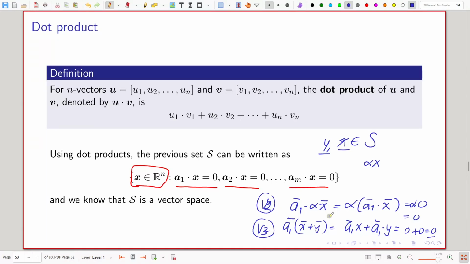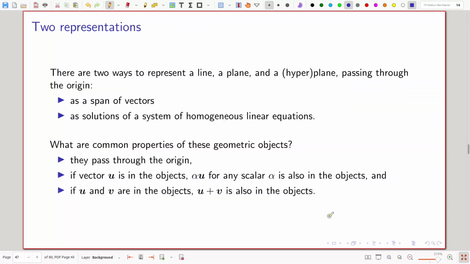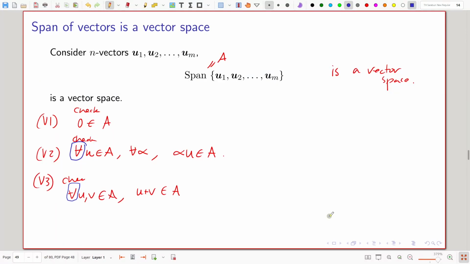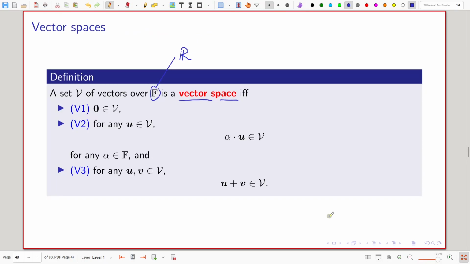Okay, so let me conclude really quickly. A vector space is a set of vectors that has these properties. The first is that 0 belongs to the set, and then it's closed under scaling: if you have any vector inside the set and you scale it, it's still a vector in the set. And also, if you take two vectors in the set and add them up, the sum belongs to the set as well. If you have these three properties, we call that set a vector space.